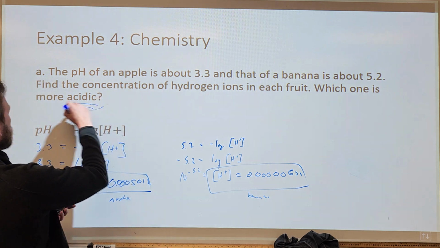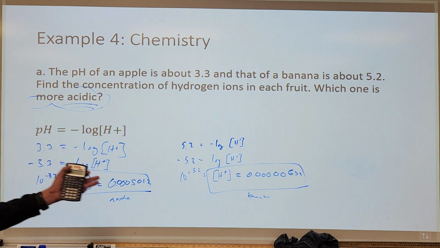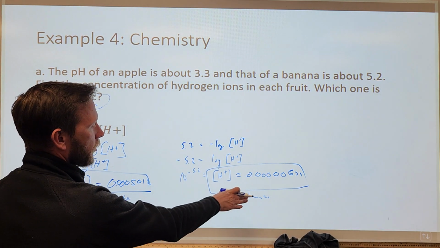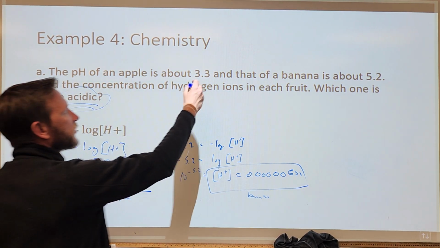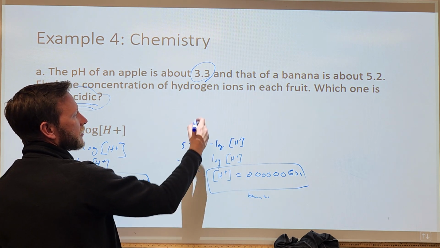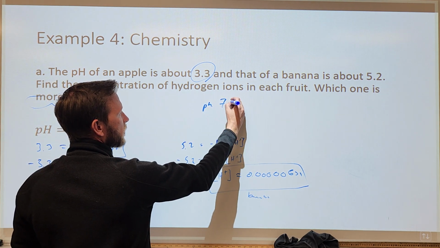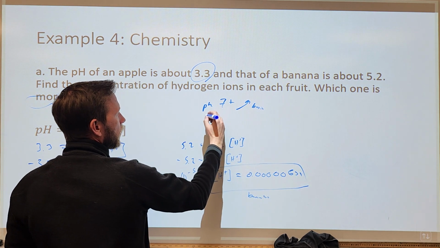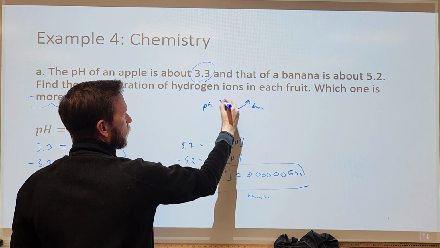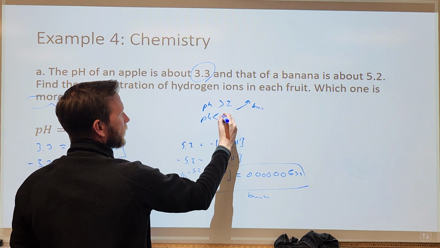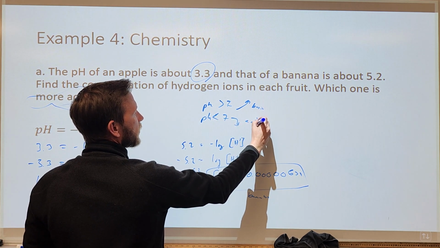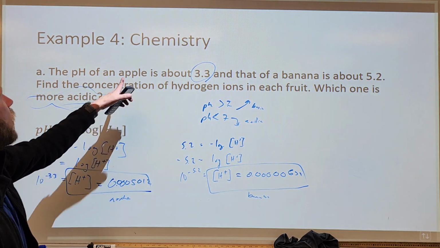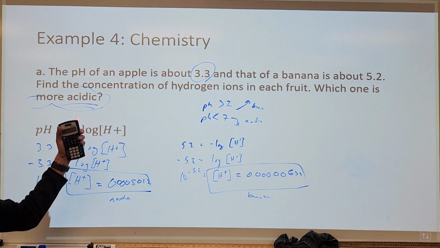But that's a separate question from which one is more acidic. There's the concentration of hydrogen ions for an apple. Here's the concentration of hydrogen ions for a banana. But this scale, the pH scale, determines acidity. A pH greater than 7 is basic. But if pH is less than 7, it is more acidic. So since 3.3 is less than 5.2, the apple is more acidic. All right?